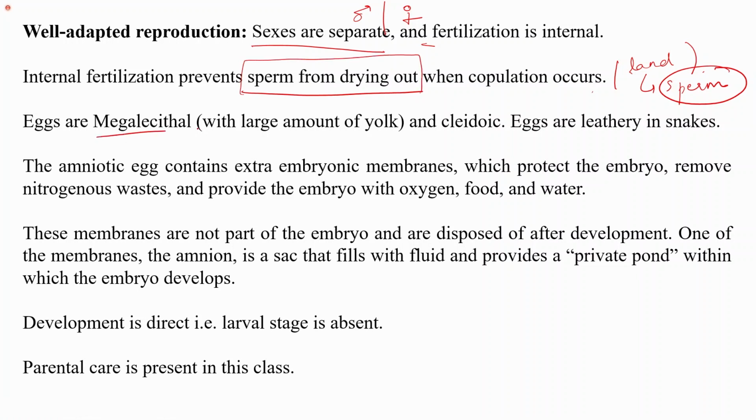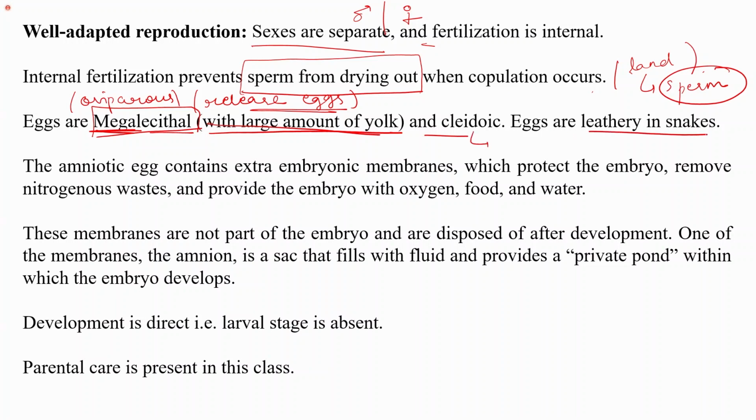And eggs are megalecithal. These animals are oviparous, that is, they release the eggs. They do not give birth to the young ones, they release the eggs. What is the meaning of megalecithal? Mega means large, lecithal means yolk. So they have a large amount of yolk, and their egg is cleidoic, that is, it is composed of membranes, and eggs of the snakes are leathery in nature. So it is a membranous egg.